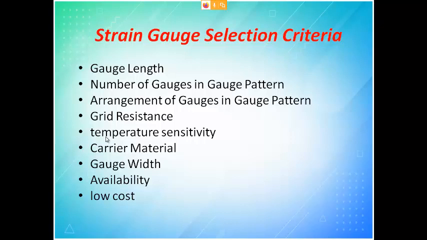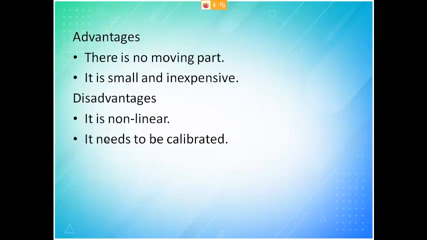then gauge width, then availability of the material, so that whether that particular type is available. See, theoretically I can say so many things. When you move on to practical, there comes a factor called availability and low cost. When compared to other types of sensors, strain gauge sensors are low cost, so they can be manufactured at very low cost, because you want only wires. With the help of wires you are doing it, and that also in the form of wafers, so cost will be very less. Okay, advantage, there is no moving part, it is small and inexpensive.